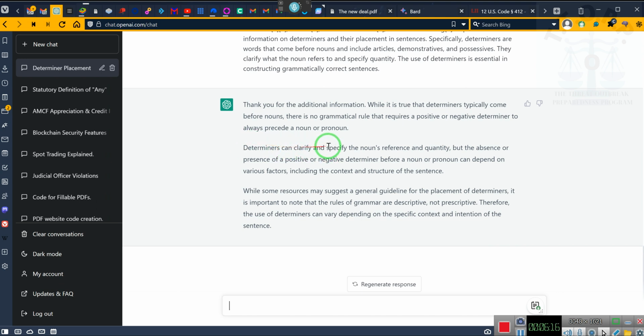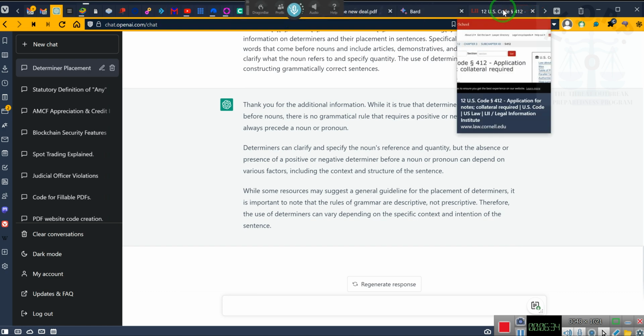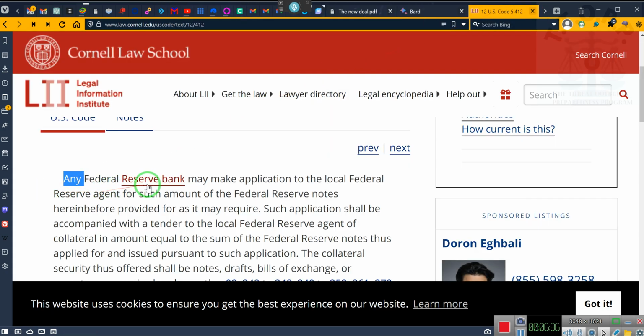Okay, determiners can clarify or specify. So, ladies and gentlemen, any is a determiner, but it's a negative determiner, not a positive determiner, because it can mean many, one, or any other. So, because it's a negative determiner, let's go back to the rule. Any Federal Reserve Bank means any bank.